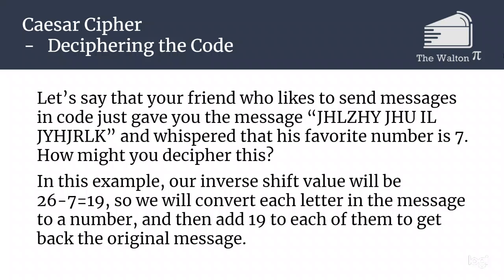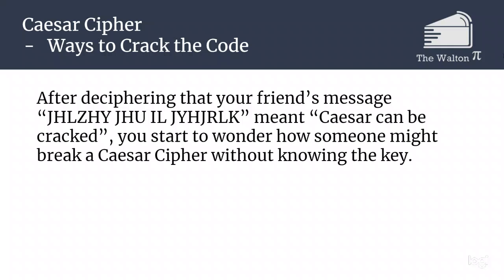Hopefully, if you were wanting to figure it out, you were able to have enough time to do that. So, after you've deciphered it, you found that it said Caesar can be cracked, which is a little concerning. You wanted your message to be secure with the Caesar cipher. So how might someone be able to break a Caesar cipher if they don't know the key?